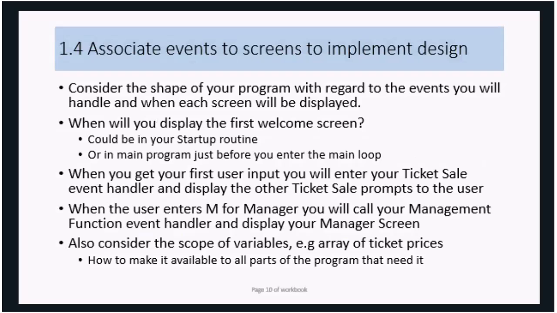Once we go into our while loop, we need to be waiting for a response from the user. So we need to display our first screen before we get into the while loop. When you get your first user input, you will enter your ticket sale event handler, and you'll display the other ticket sale prompts to the user. However, we've also got to cater for this part. When the user enters M for manager, you'll call the management function event handler and display the manager screen.